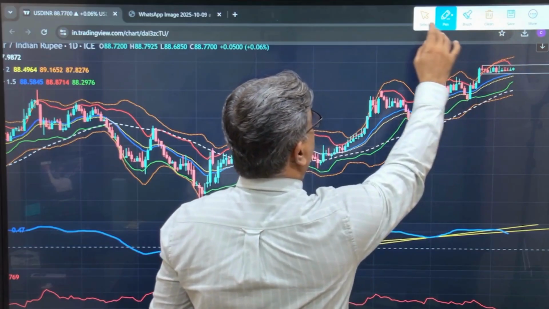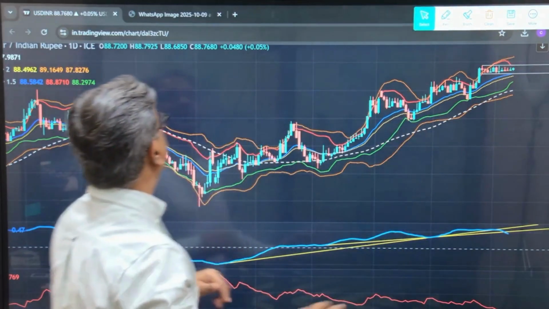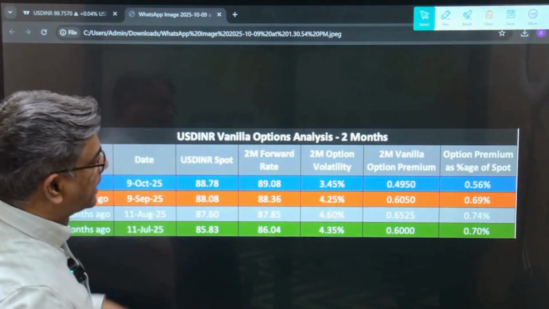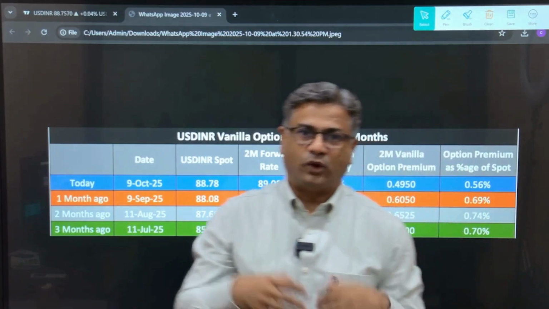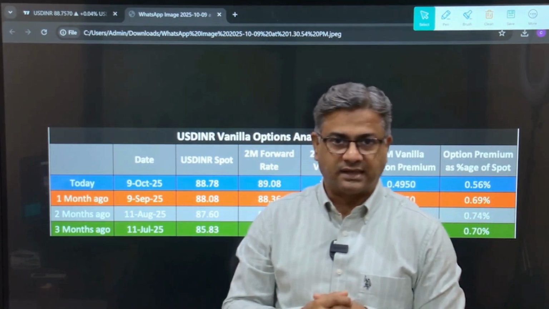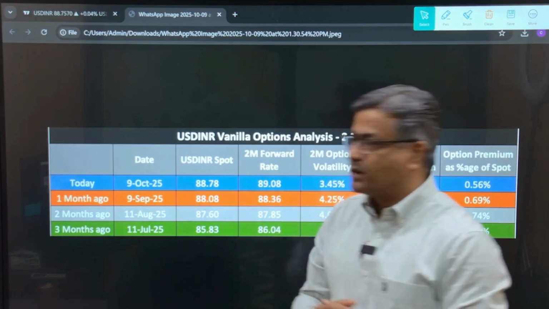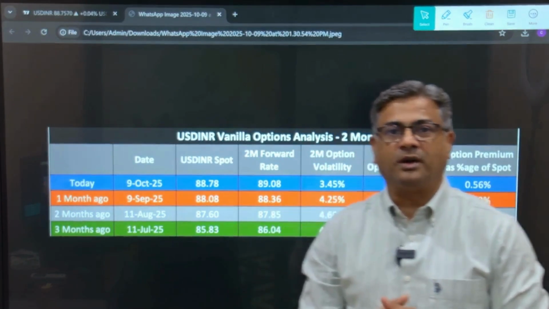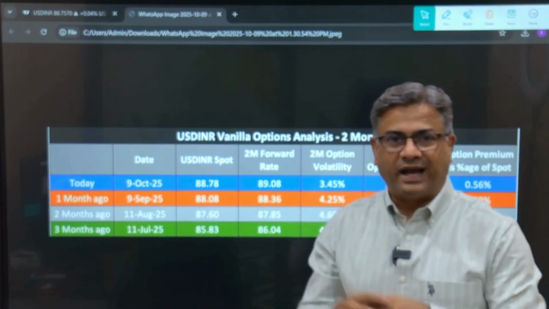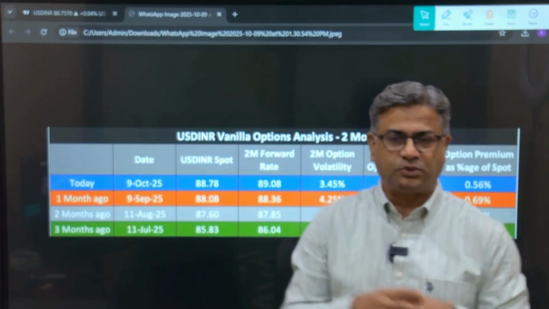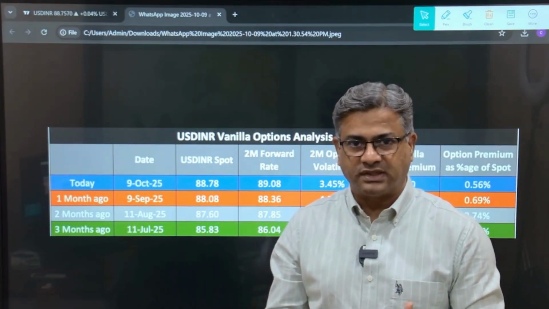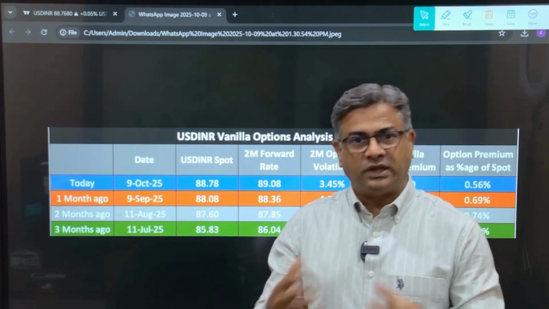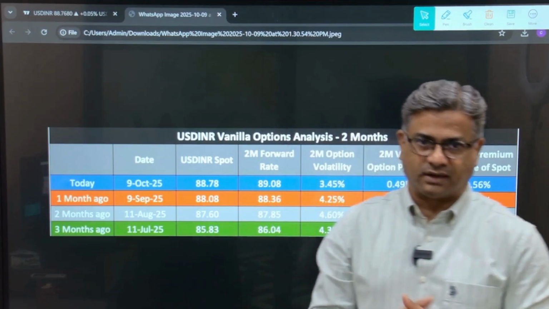Now how do I use this in my decision making is the next big question. This is a table that I constructed and I wanted to show some kind of an analysis for decision making. Here I want to talk about vanilla options. I have created a lot of videos on vanilla options, please do have a look at it. And today again I want to re-emphasize the use of vanilla options to hedge the dollar INR risk.